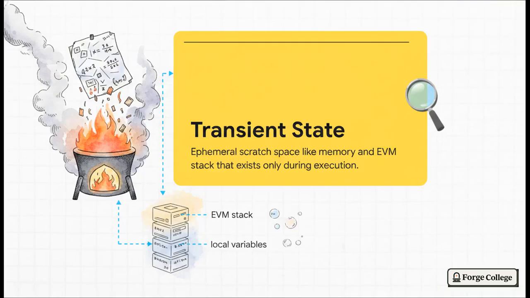Now contrast those permanent files with what we call the transient execution state. This is just your ephemeral scratch space. It includes the EVM stack, local variables, and temporary memory. Think of this as the messy, intermediate math scribbled on a piece of scrap paper. It exists strictly during the transaction execution, and that's it. Unless you explicitly take a value from this temporary scratch space and officially save it into one of those 4 permanent fields we just talked about, it is completely ephemeral. The second the transaction finishes, that scrap paper is tossed straight into the fire.